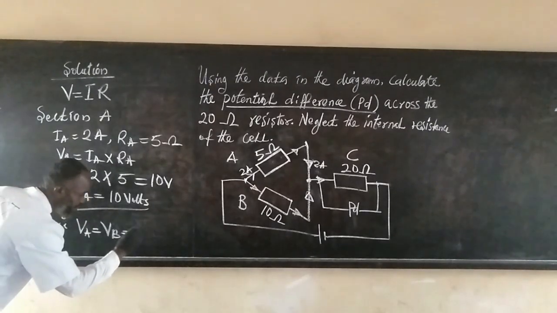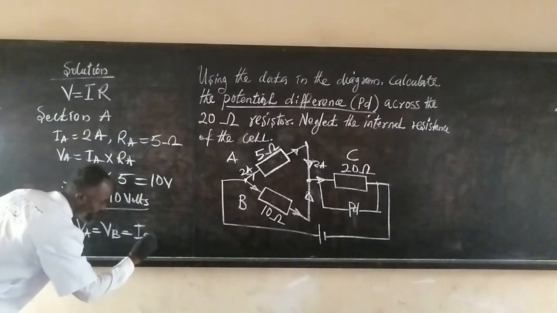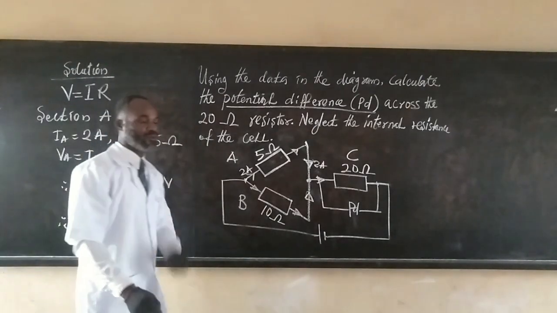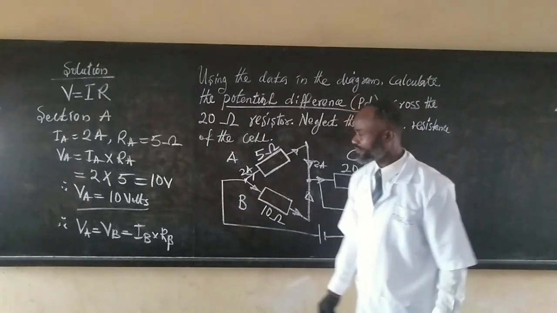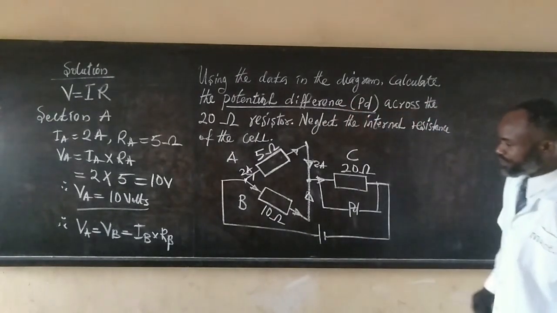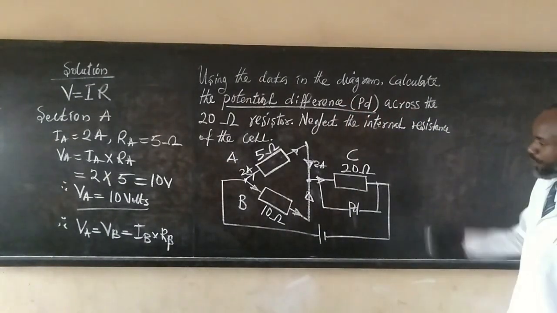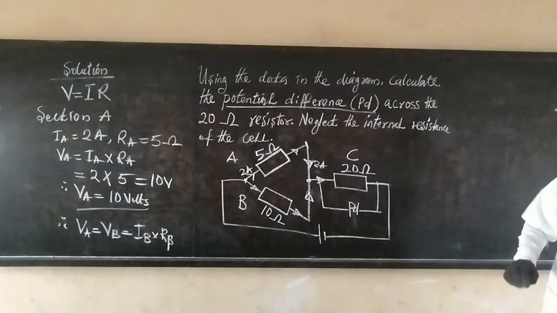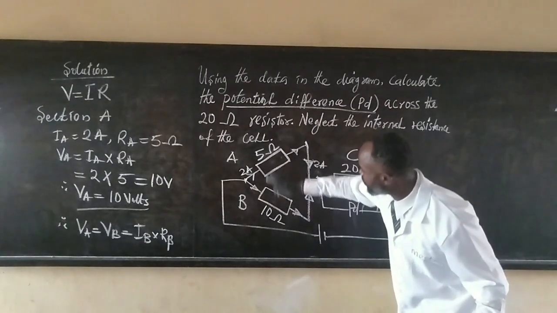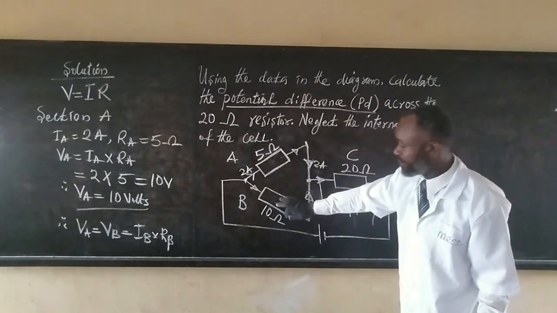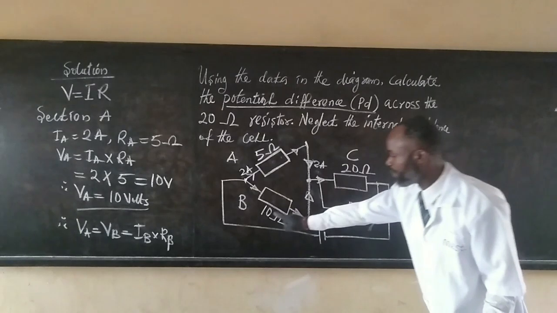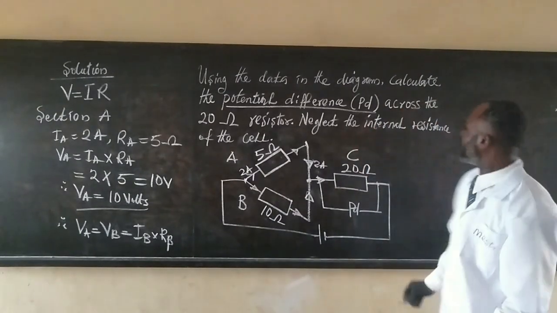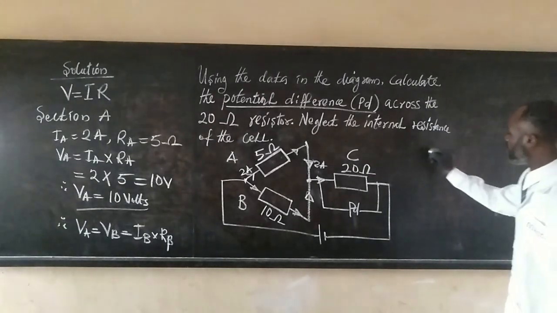And from there, it means that VA is equal to VB, right? And our VB becomes IB, right? And then RB. Good. That means section B, we are into section B now. And we continue that way. At this point, she now understood that since the potential difference here is the same, she can use it with the value of the resistance here to find the current flowing. And we go from this point.